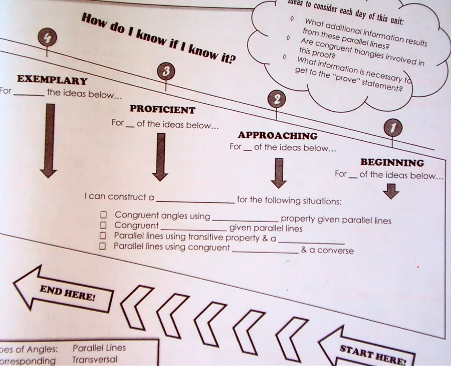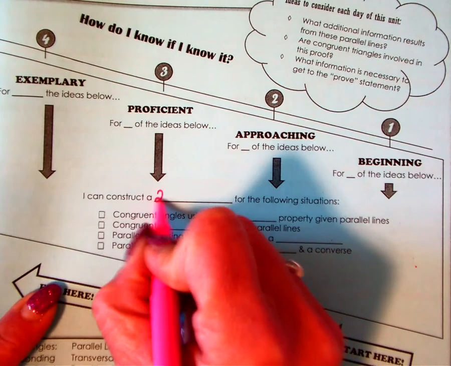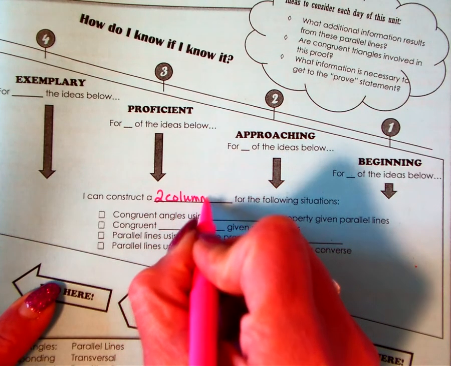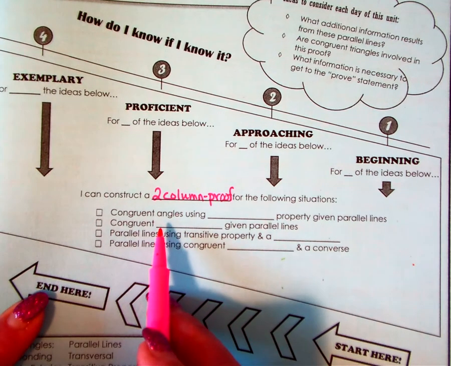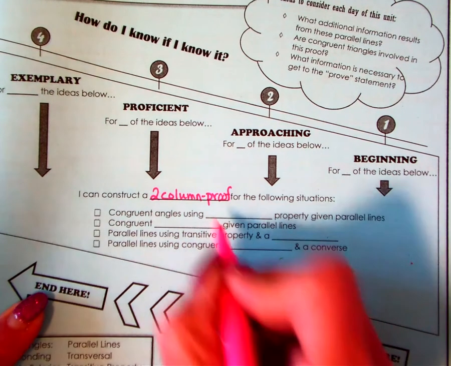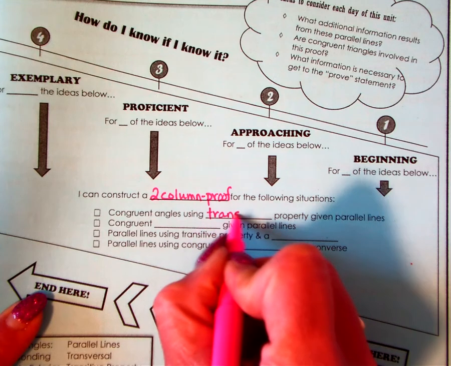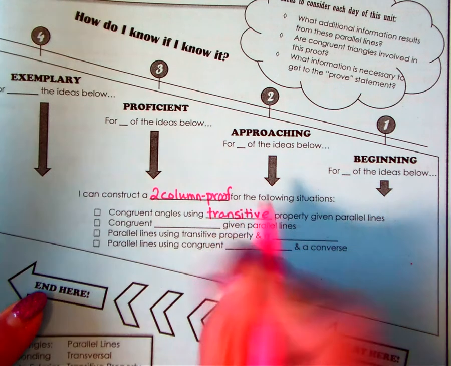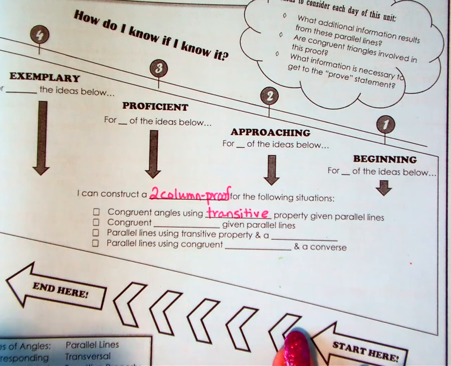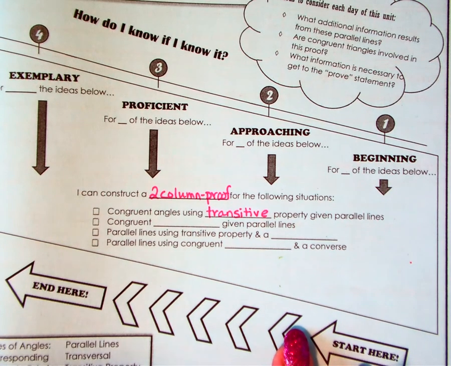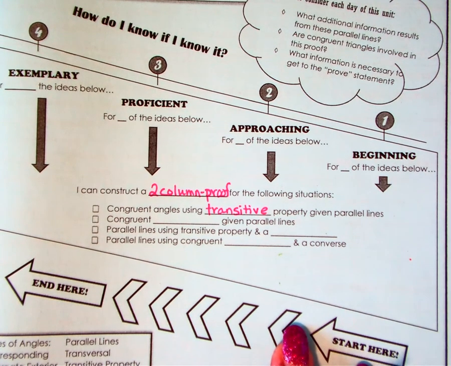Okay, we want to be able to construct a 2-column proof for the following situations. When we have congruent angles using transitive property. Again, I understand that to start a new standard, you may not know what these are, and that's, of course, the goal: by the end you know what all of them are and are able to do those. So you want to be able to construct a 2-column proof for congruent angles using transitive property given parallel lines.